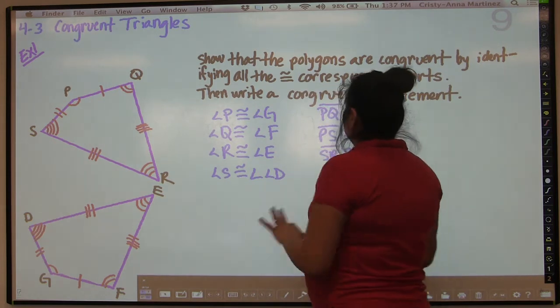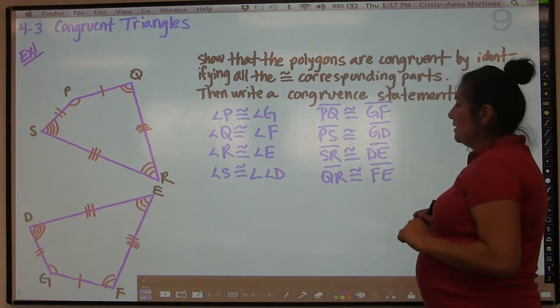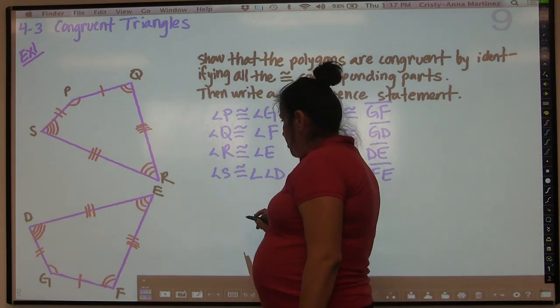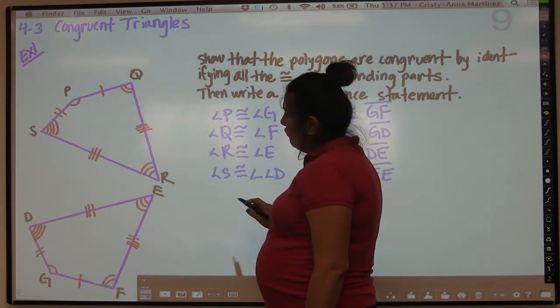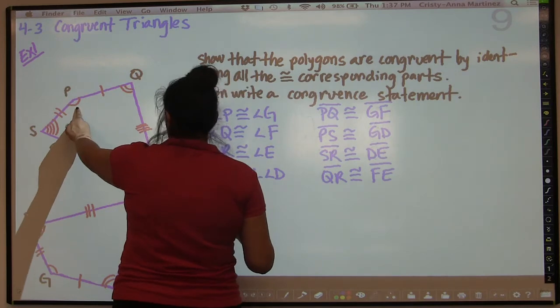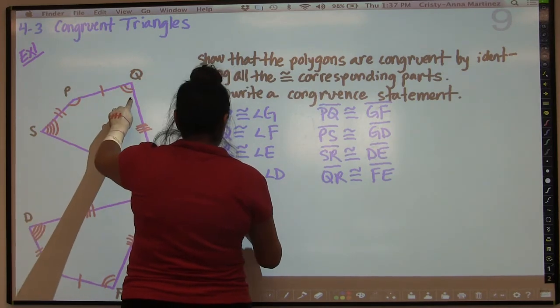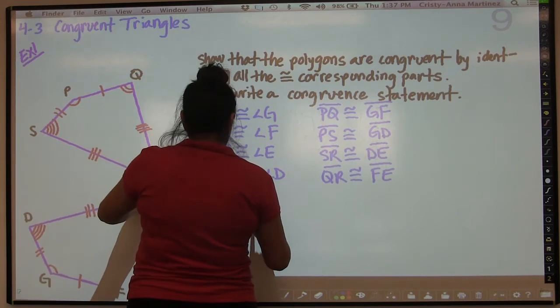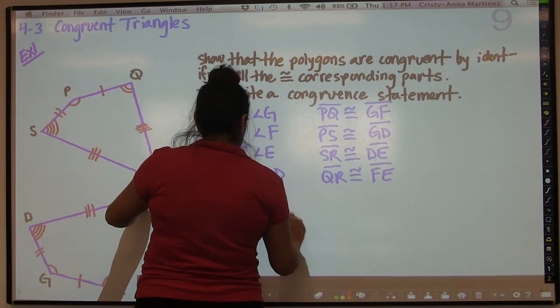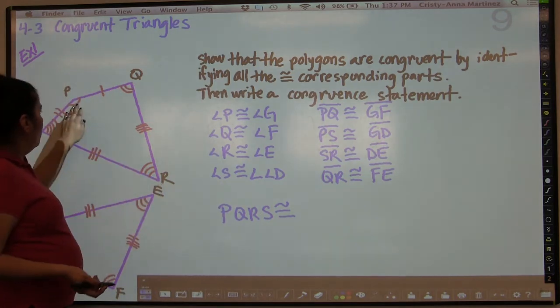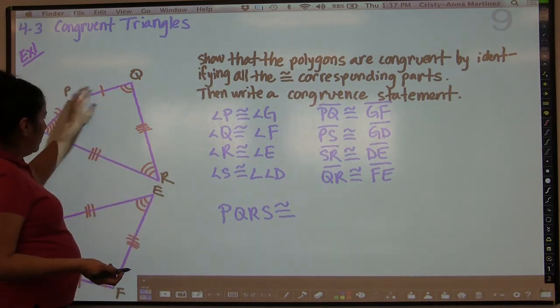So now I've identified all my corresponding parts, and now to write the congruent statement, I'm going to say that the figure over here, I'm going to start with the single arc P, quadrilateral PQRS. And I don't have to call it that, but I just want to go from one arc to 2 to 3 to 4, so P, Q, R, S.